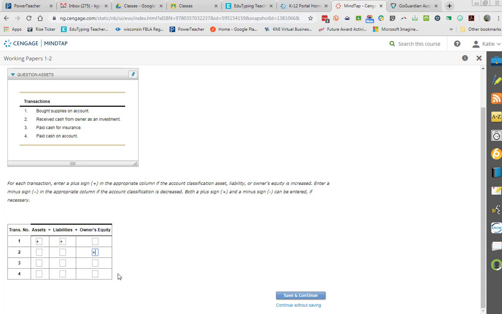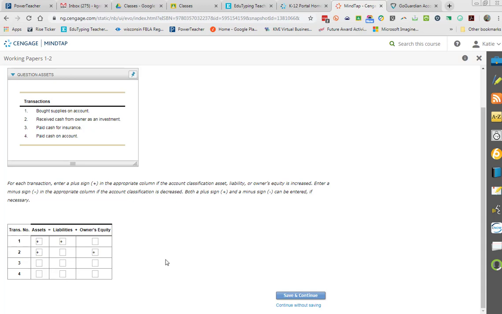So cash is going to be what then, Lillian? Own, owe, owner's equity. It'll be an asset, okay? So we know it's an asset. Do we have more cash or less cash? More. So we're going to go ahead and do our asset here as a plus.